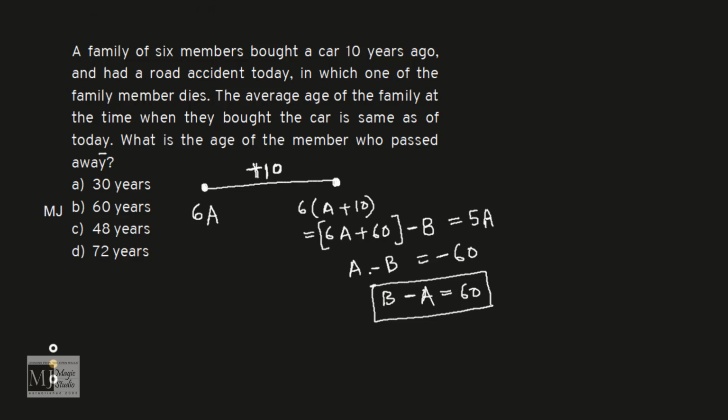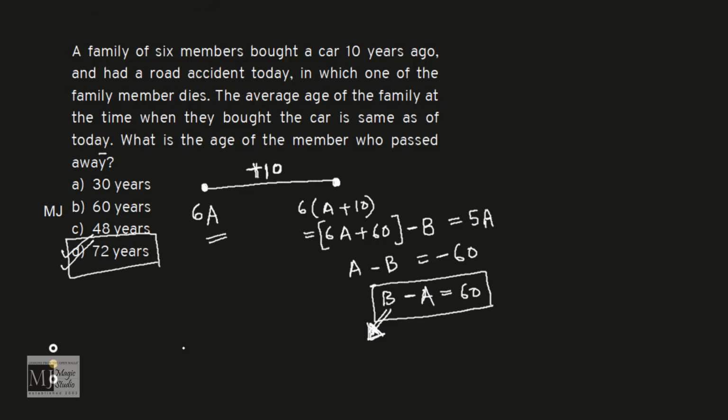What is the age of the member who passed away? What can be the value of B? Now with the help of options we can very easily find that, isn't it? B minus A is a positive number. If B is 30, then A is not a positive number. A is the average, which should be positive. If B is 60, A would be 0, which is quite impossible. If B is 48, it is again a negative thing. If B is 72, we can have a positive value of A.